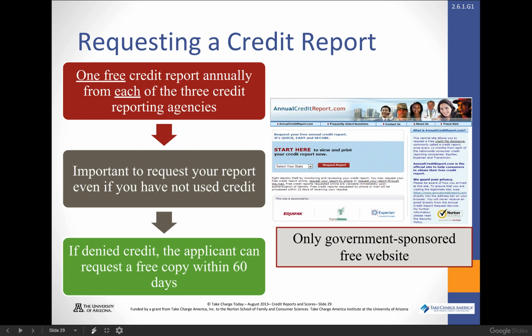And if we are denied credit, so if we try to get a new line of credit and we are denied credit, we can request another free copy within 60 days. So every year we're going to get a free view of our credit report. And we have another opportunity to freely view our credit report if we applied for credit and we were denied. That's just because then we can go in and see what the lender actually saw that made them deny us for that line of credit or that loan.